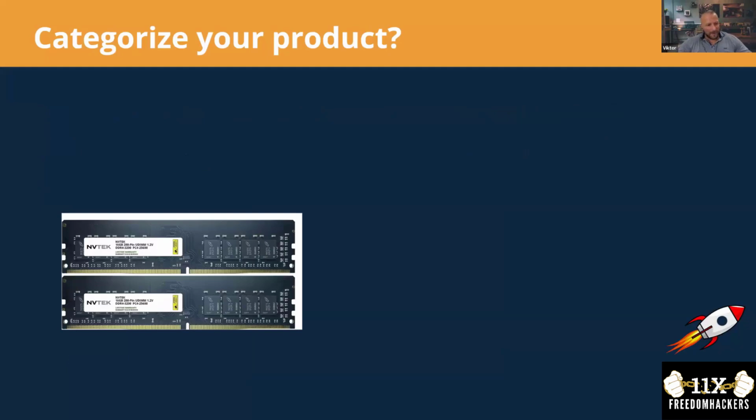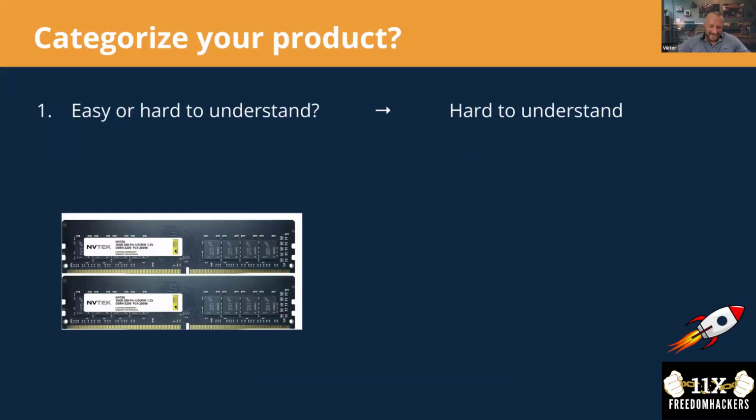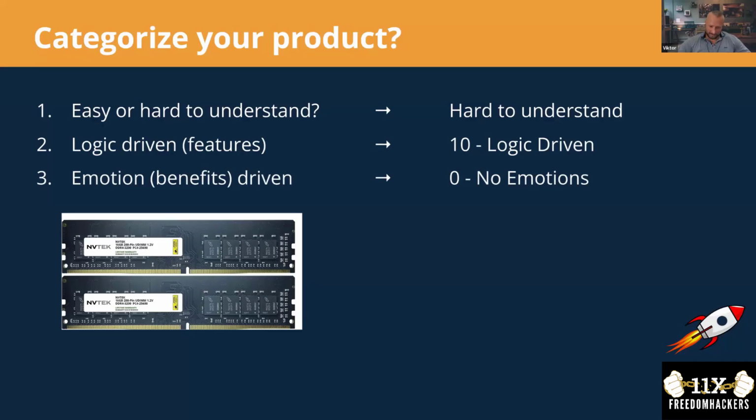Let's go one more time, okay? What is this? It's a RAM for the computer, right? Is it easy or hard to understand? Actually, it's easier to understand for some people. For some people, it's hard to understand. I could actually put that it's an easy to understand product, for me, right? But it's a logic-driven product. That means it's zero emotions. I mean, it's like, does it suit my computer? Is it something that's suitable? It's a completely logic-driven purchase decision, right?